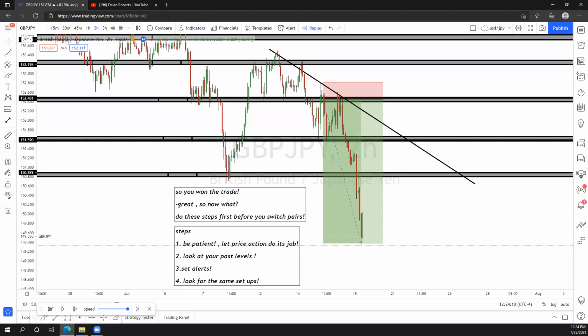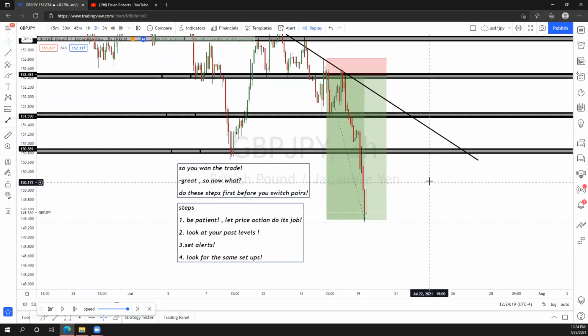Okay, welcome. So you made a trade right here. It made all this profit. And now what do you do next, right? We just got into this trade. You made all that money to the downside. Well, right here are a few steps I do every single time when I'm looking for a trade or I just profited from a previous trade.